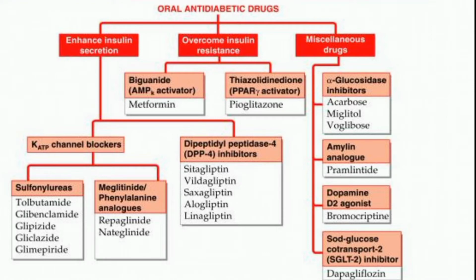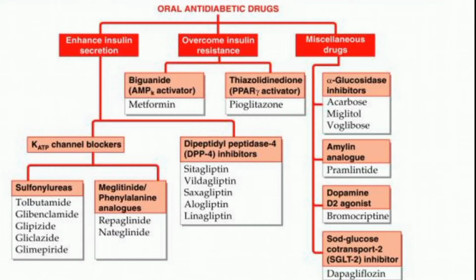Now coming to overcoming insulin resistance: biguanides like metformin and thiazolidinediones, that is PPAR gamma activators, like pioglitazone. So these are the second category. Now coming to miscellaneous drugs, there are 4 subcategories: alpha glucosidase inhibitors, amylin analogs, dopamine D2 agonists and SGLT2 inhibitors. Amylin analogs are pramlintide, dopamine D2 agonist is bromocriptine, sodium glucose cotransporter inhibitor is dapagliflozin. And in alpha glucosidase inhibitors, we are discussing the drug Voglibose that comes under this category.